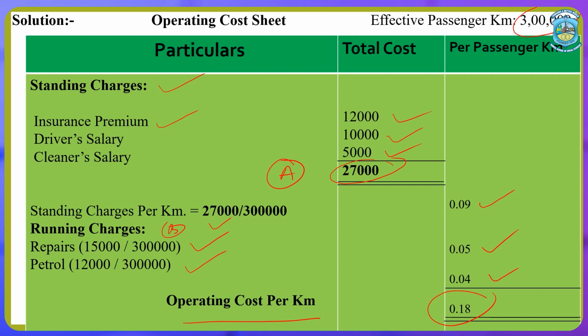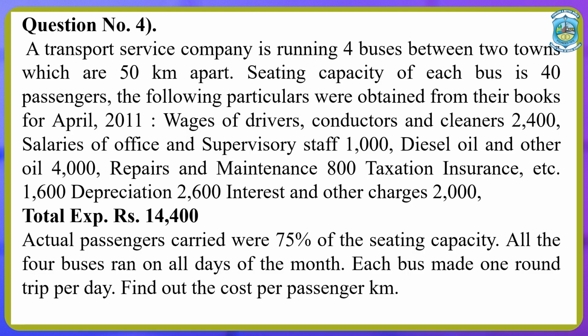Further, we see the next question, question number 4. A transport service company is running 4 buses between 2 towns, which are 50 kilometers apart. Sitting capacity of a bus is 40 passengers. The following particulars were obtained from their books for April 2011.